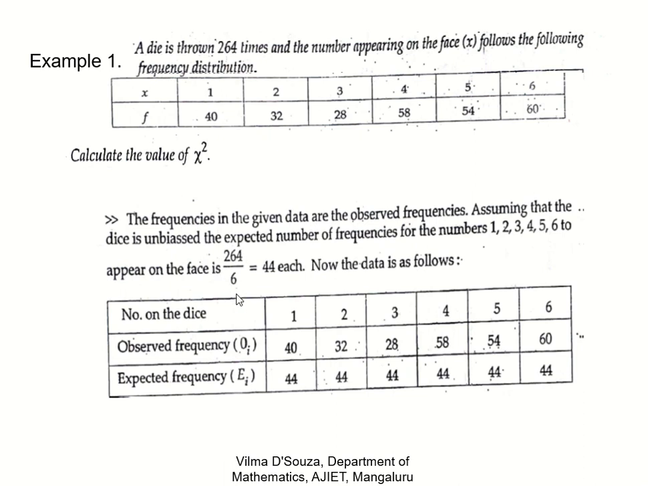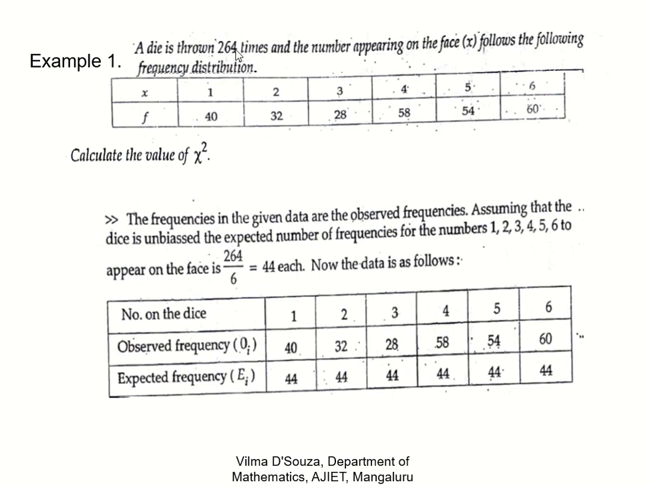So how is this 264 by 6? You have 6 faces on this die, right? 1 to 6. So the probability of appearance of number 1 is 1 by 6. Probability of appearance of number 2 is 1 by 6. Probability of appearance of each of these numbers on the face is 1 by 6.